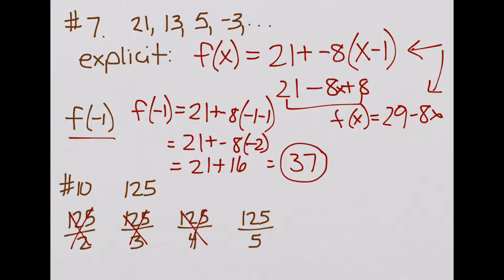But 125 divided by 5 is 25. And 25 is the same as 5 times 5. So what that tells me is that 125 equals 5 times 5 times 5, which is 5 to the third power. And so you can rewrite 125 as 5 to the third power.